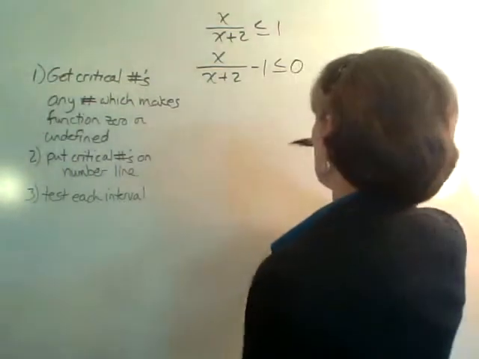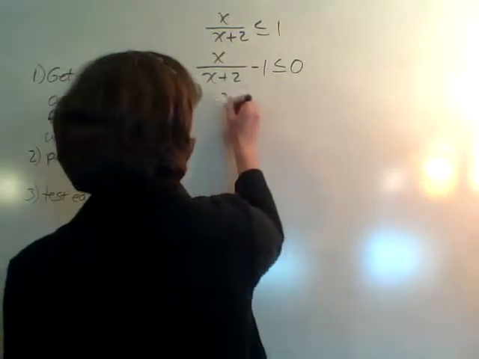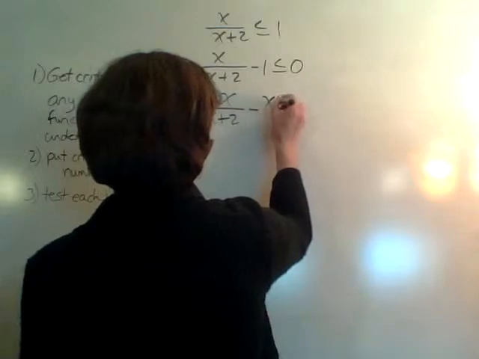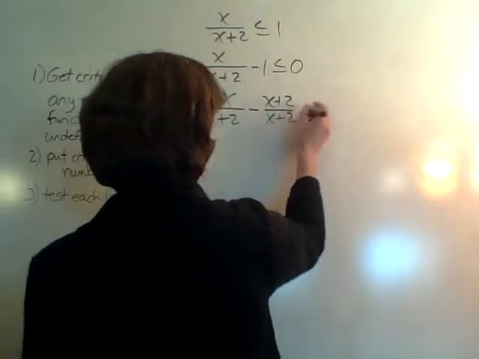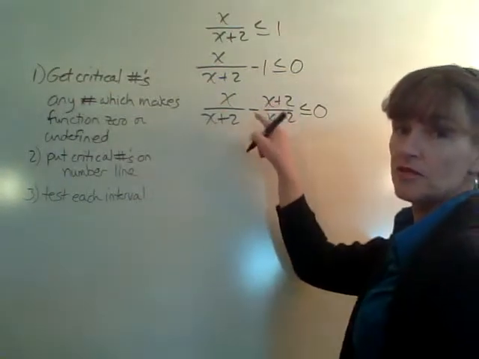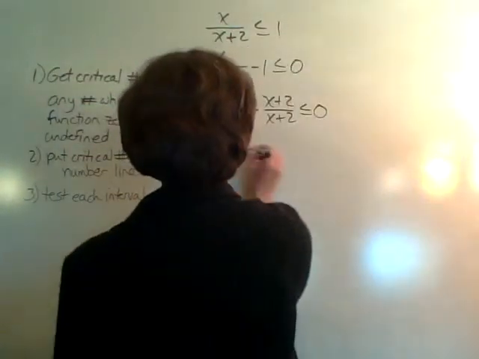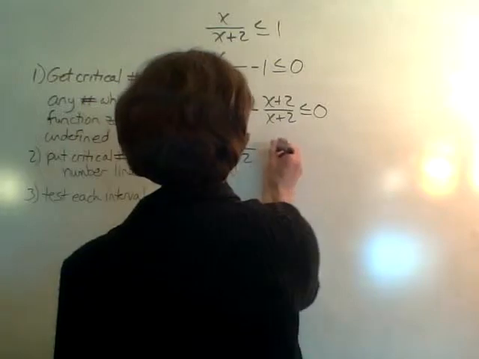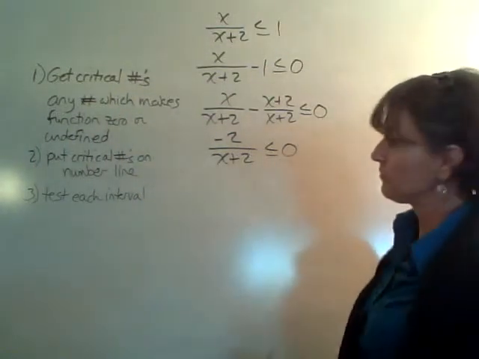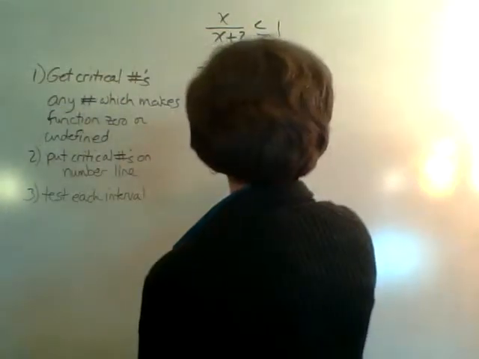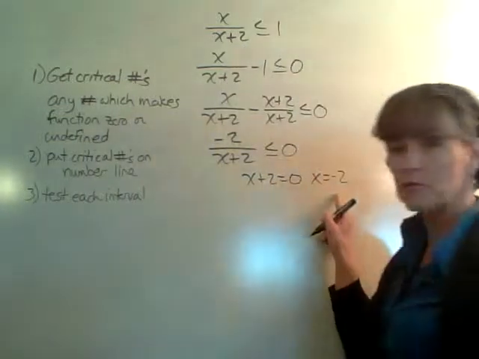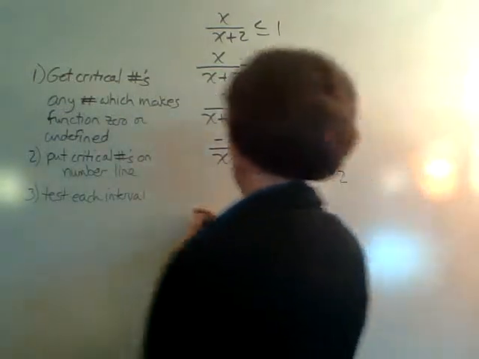When I get a common denominator here, then I have x over x plus 2 minus x plus 2 over x plus 2. And we see that I really have x minus x is 0, and then minus 2. So we really have -2 over x plus 2. It's less than or equal to 0. So you see, in this case, we only have one critical number. All right, so my critical number is -2. I'm going to put -2 on the number line.